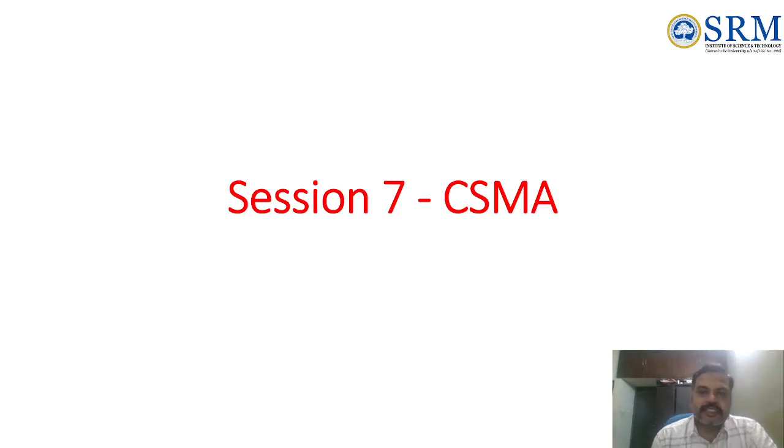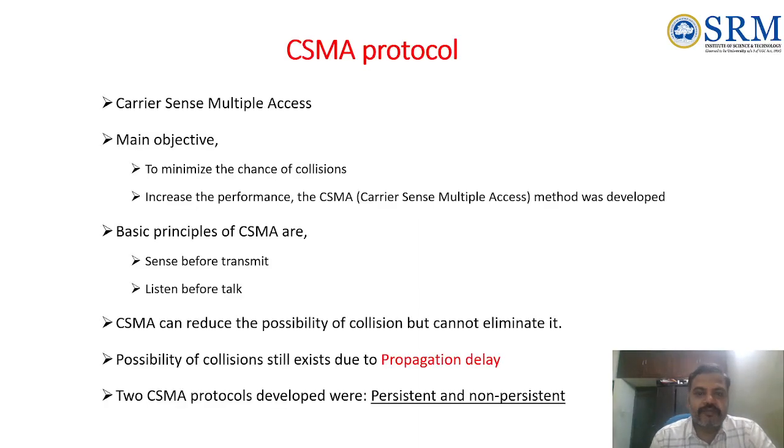Dear students, in this session we are going to see about CSMA, Carrier Sense Multiple Access. The main objective of CSMA protocol is to minimize the chance of collision, thereby increasing the network performance. It is based on the principle: sense before transmit.